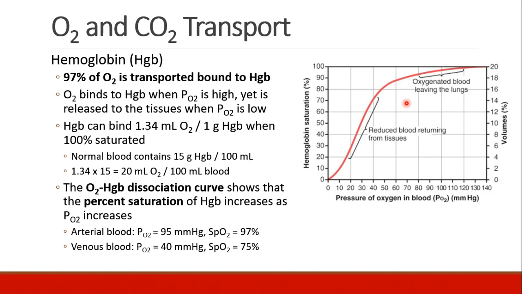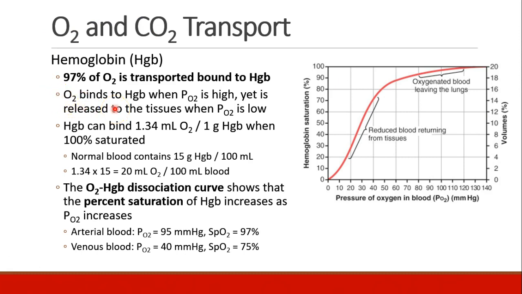How are these gases transported? Well, for oxygen, 97% of the oxygen is transported bound to hemoglobin. So it's not dissolved in the blood, it's actually bound to this substance called hemoglobin. And we'll discuss that in detail a little bit later.